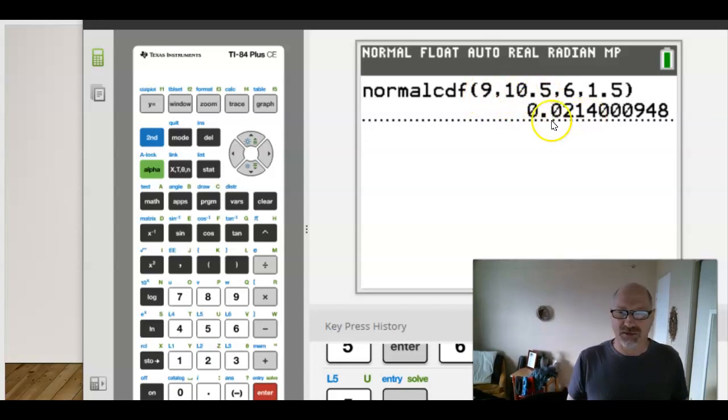Of course, to change that to a percent, you'd write that as 2.14% approximately, or 2.1 if you round it to the nearest tenth of a percent.